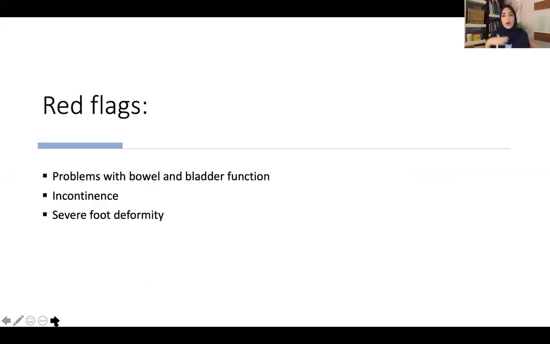Now, throughout the rehabilitation course, we should keep in mind that specialty referral should be considered for any clinical findings that indicate neurological deficits, such as problems with bowel and bladder function, or incontinence, or severe foot deformity.